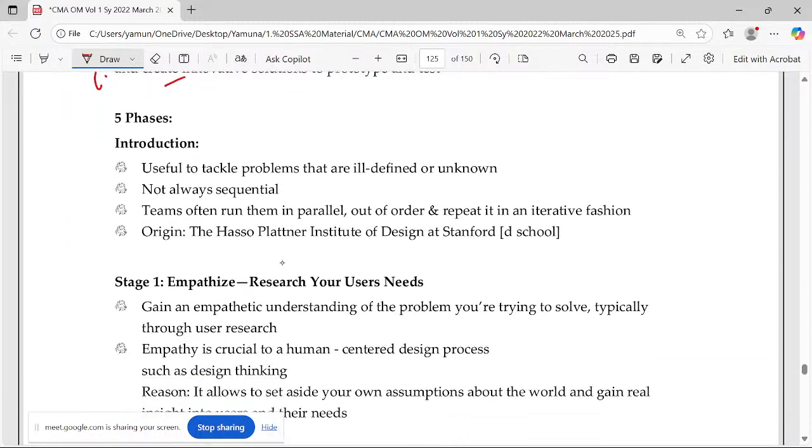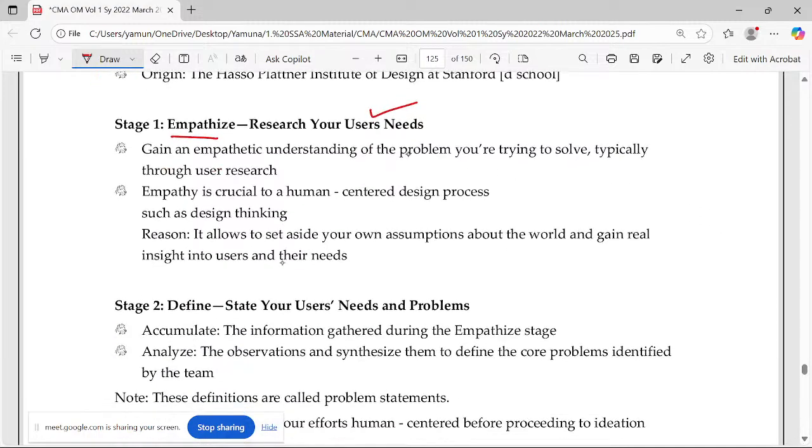So there are five phases. Obviously, we go for the basic stage first. First one, research your user needs. So you have to know what the customer wants, what they need. You need to understand their problem. So the solution for the problem is going to be a product, right? Probably the human-centered design process will be here.